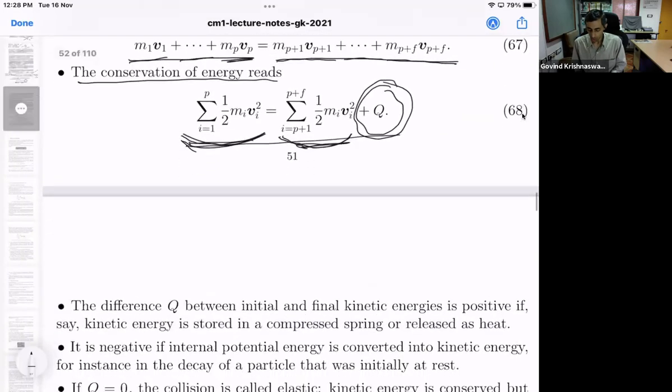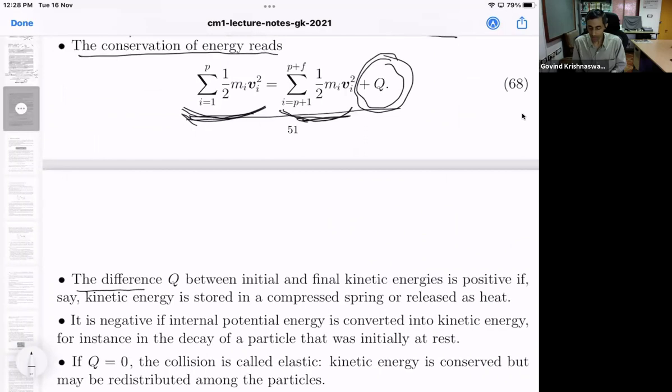So Q is the difference between initial and final kinetic energies. Let us interpret it. It is positive if kinetic energy in the initial particles gets converted and is stored, for instance, in a compressed spring, or perhaps it is released as heat. So the outgoing particles may carry less kinetic energy because some of it has been stored in a spring or has been released as heat, etc. That is the case if Q is positive.